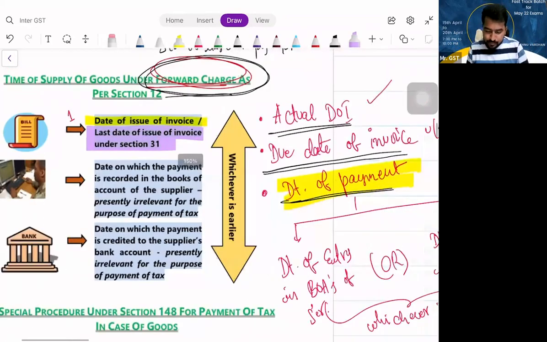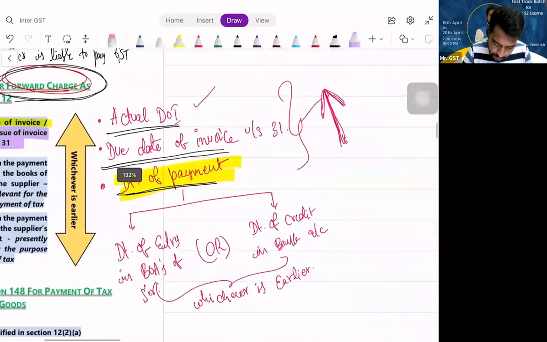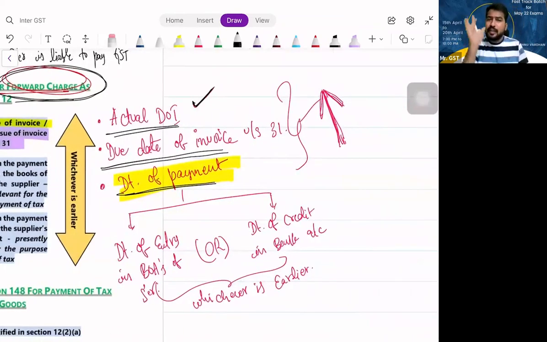What is that? Number 1, actual date of invoice. DOI means date of invoice. Actual date of invoice. Number 2, the due date of invoice under section 31. Now you understood why I discussed the section 31 first. Because you should understand what is the due date under section 31. Correct? So we know what is due date under section 31. Then what is the actual date? That you should see in the question they would have given.